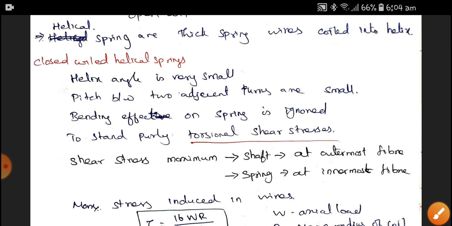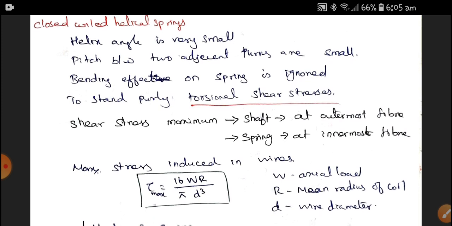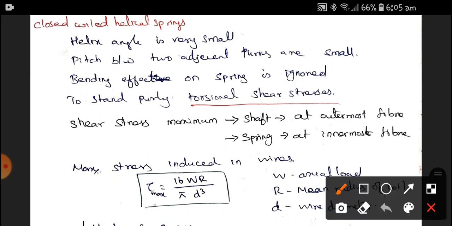Here, the same governing equation applies to the spring as well as the shaft, and both fail by means of shear stress. Therefore, the placement of shear stress is very important. That is why here we are comparing the shear stress for the shaft as well as the spring.